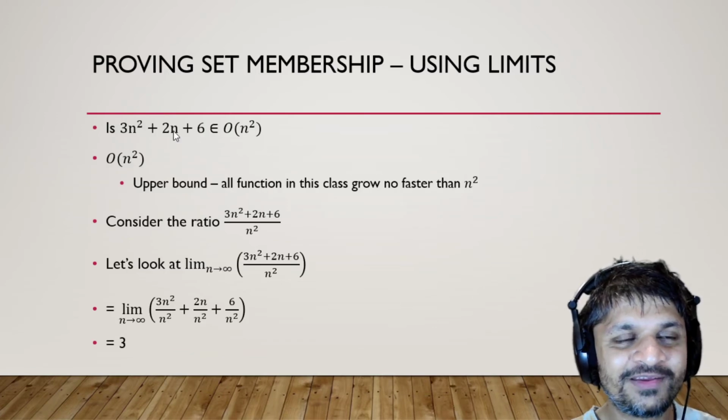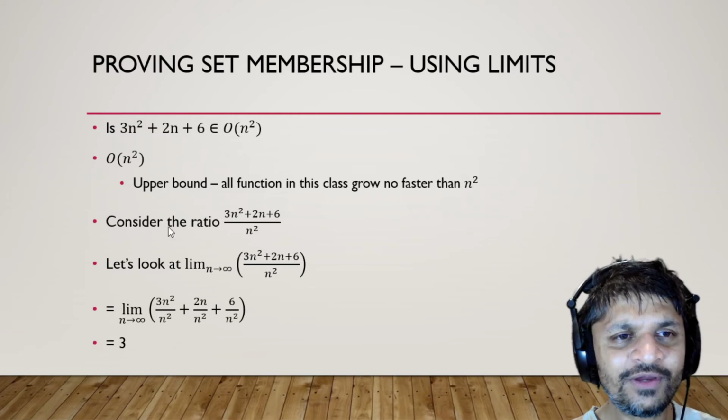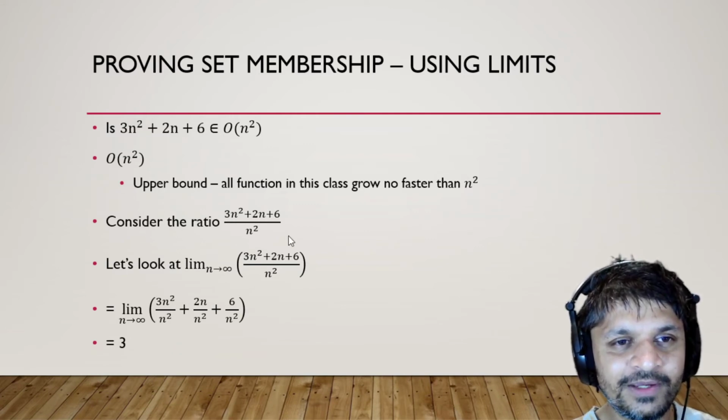Now, let's look at it. So is 3n squared plus 2n plus 6 an element of big O n squared? I've just pasted the definition from a few slides ago. O n squared is an upper bound. All functions in this class grow no faster than n squared. Okay, so let's look at this ratio. 3n squared plus 2n plus 6 over n squared. Okay, this is just the ratio of these two functions.